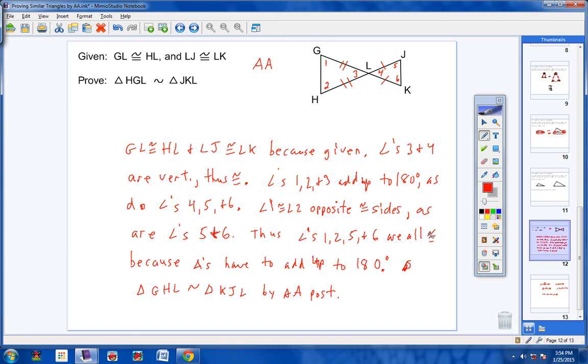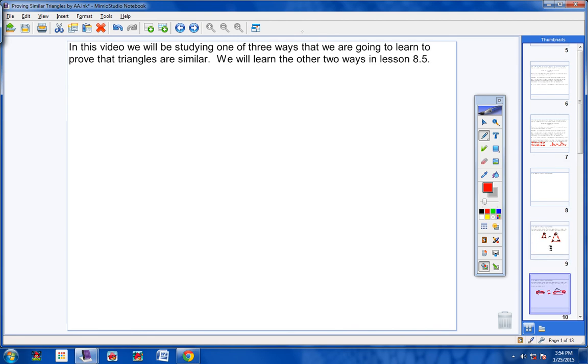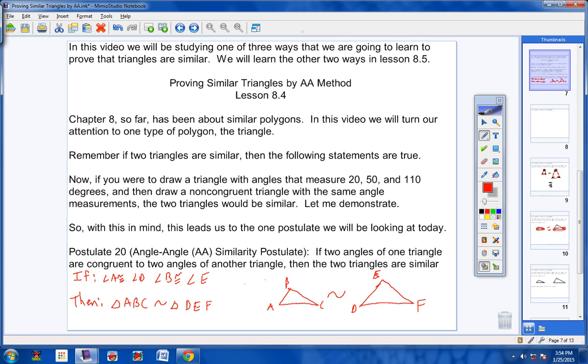Alright guys, that's it for today. I hope this video has made sense. The main thing we've covered today is this postulate right here. Now we're going to learn 2 other ways later in lesson 8.5. It's going to be the side theorem and the side angle side theorem, okay? And we'll get into those later, okay?